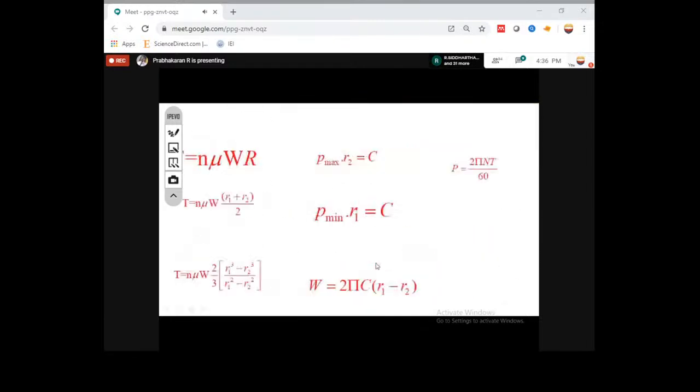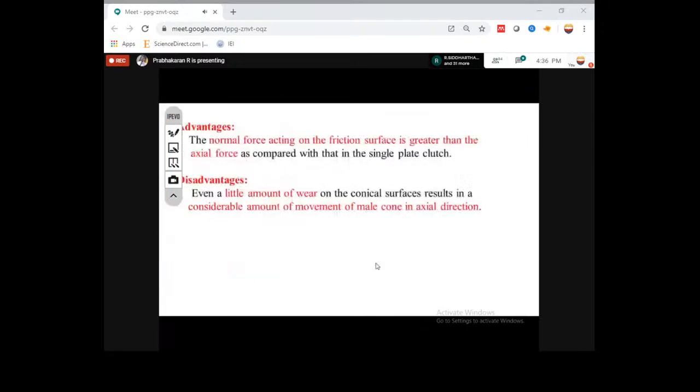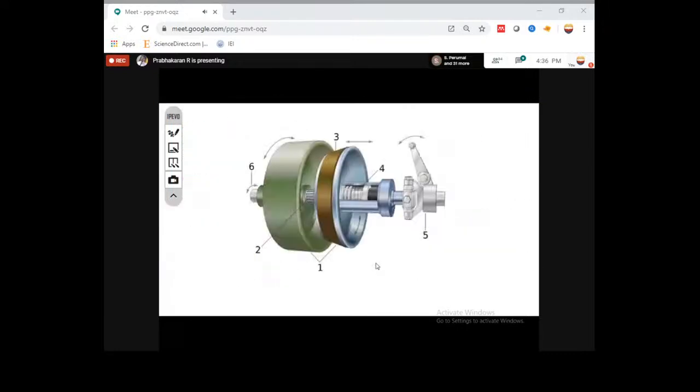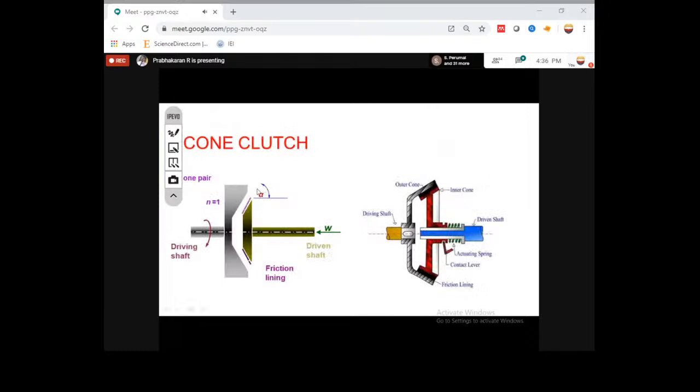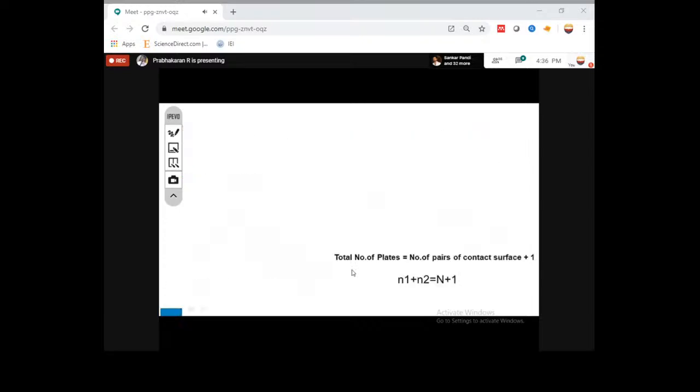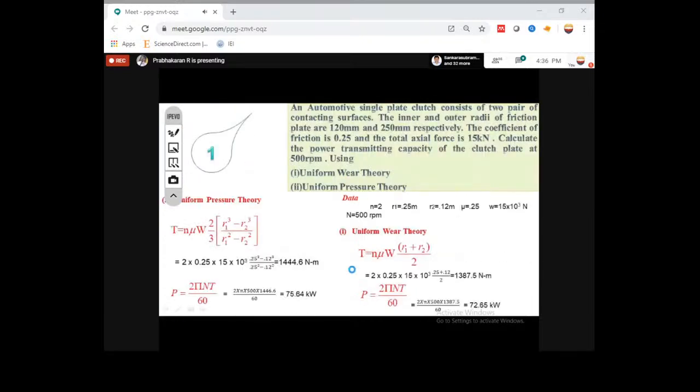So I will explain with the concept, and definitely you can solve your problems. Okay, so here this is for alpha, this is for our friction material, driving and driven. Okay, so this is the force required to engage. Okay, I have found the value here.